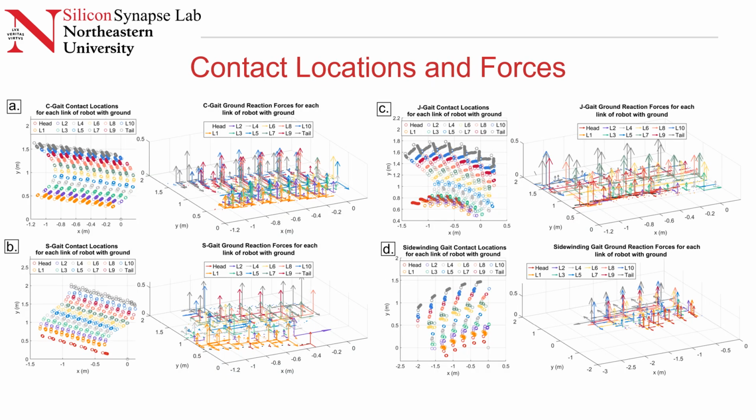Locations and contact forces for all the previous gaits. This is the C gait, which shows a periodic contact for every link. In this gait, in all of these lateral rolling gaits, every link is in contact with the ground at all points of time, which produces an interesting ground reaction force profile. Whereas with sidewinding, you have intermittent contacts, and therefore the ground reaction forces are more sparse.